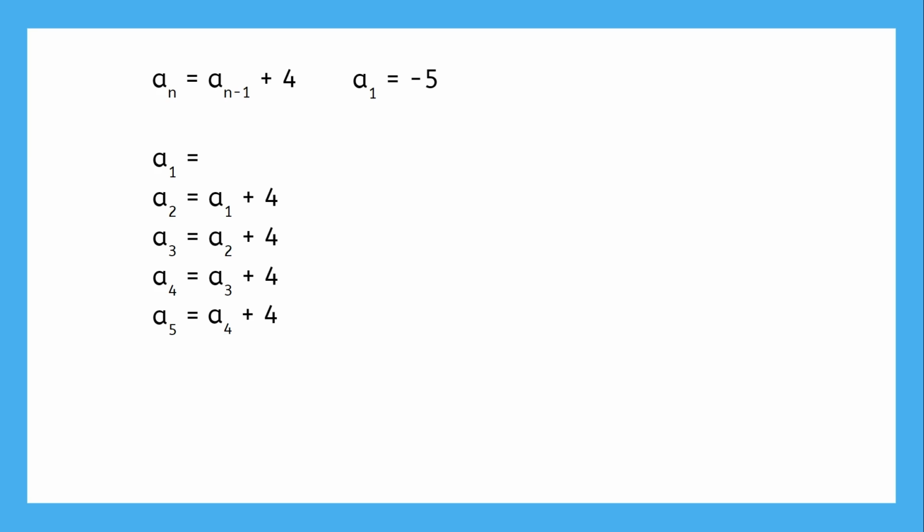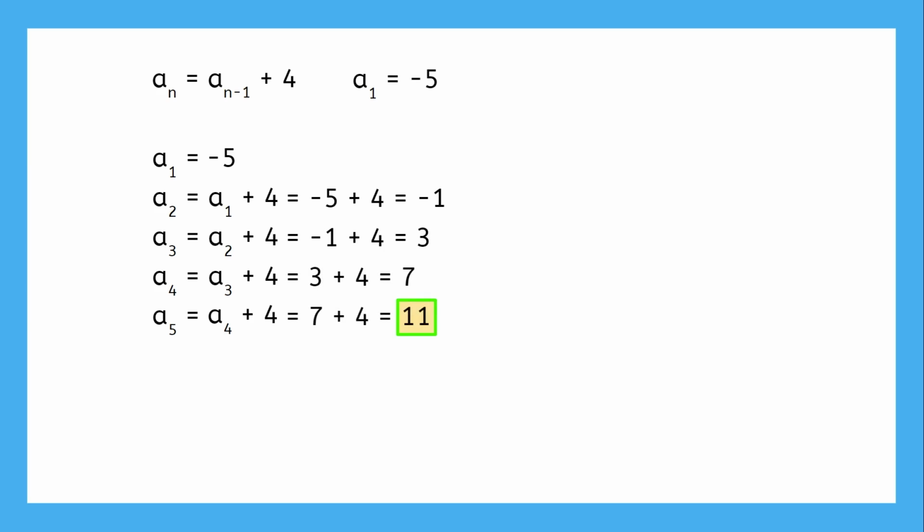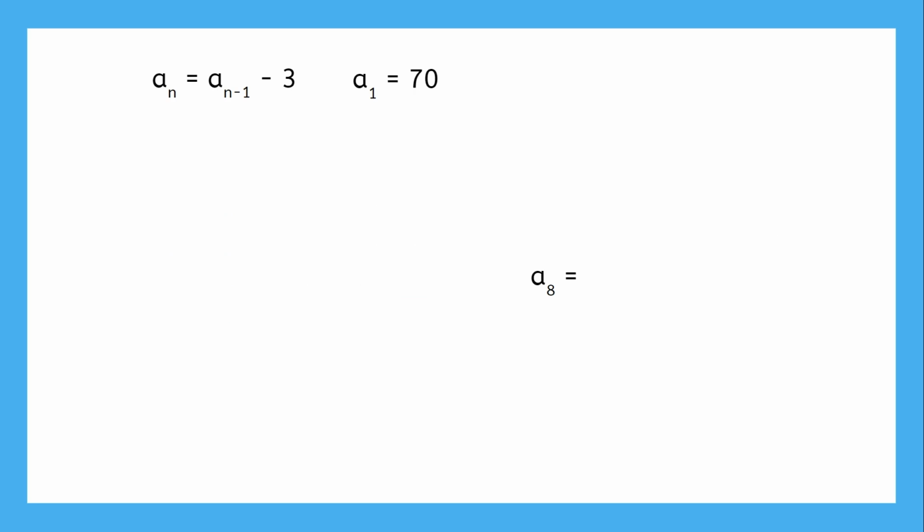Now we know that the sequence starts with -5, then adds 4 each time. So the 2nd term is -5 plus 4, which is -1. The 3rd term is 4 more than that, which is 3. The 4th term is 7, and the 5th term is 11. This process of doing the same thing over and over again is called recursion, which is where recursive form gets its name.